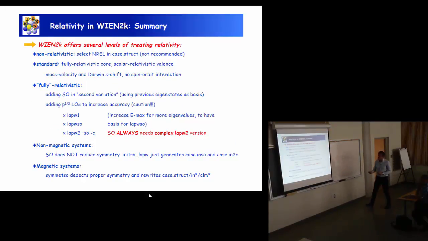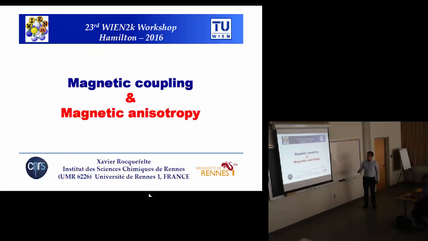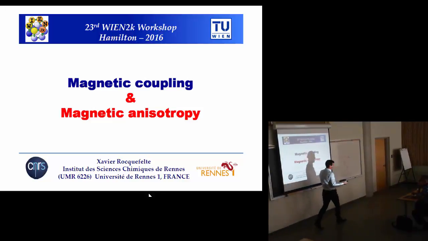Here is a summary. So I think that I have nothing to say. You can look at this again when you have time, but it just explains how we are doing the calculation in a non-relativistic way, in a scalar relativistic, fully relativistic way. Don't forget that the interstitial region does not have any relativistic effect, and so on. Let's now have a few minutes for the last part, which is magnetic coupling, and 10 minutes, and magnetic anisotropy.